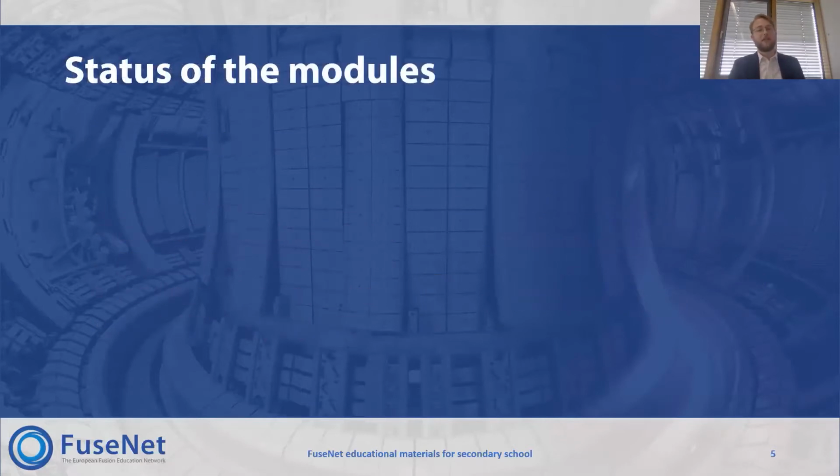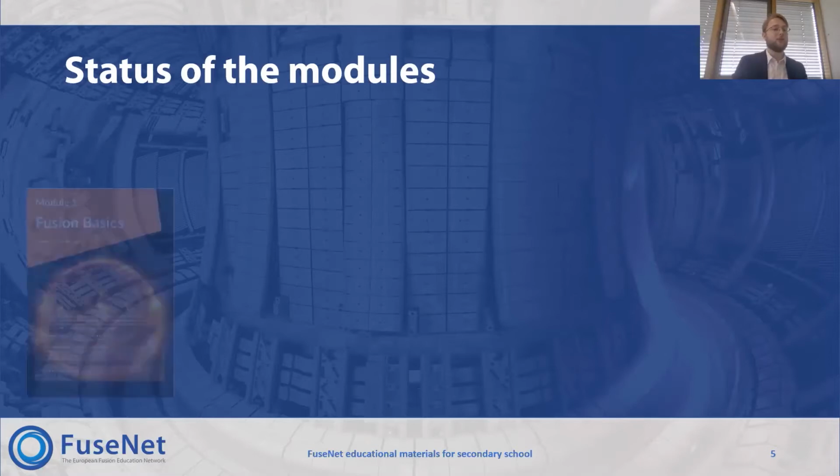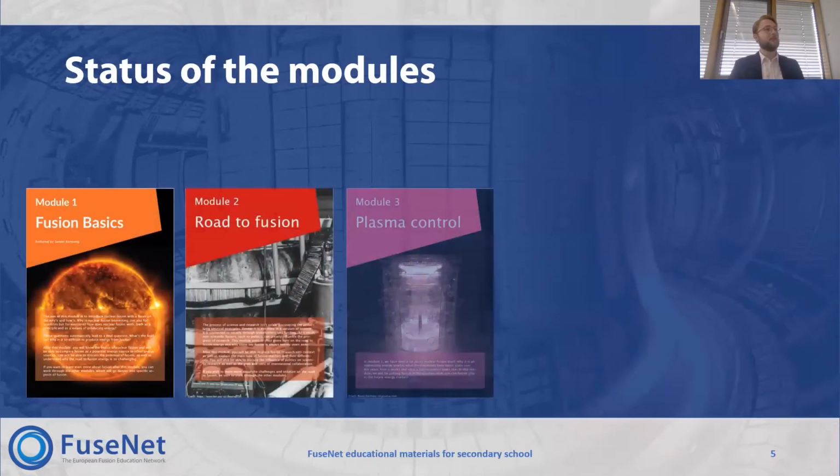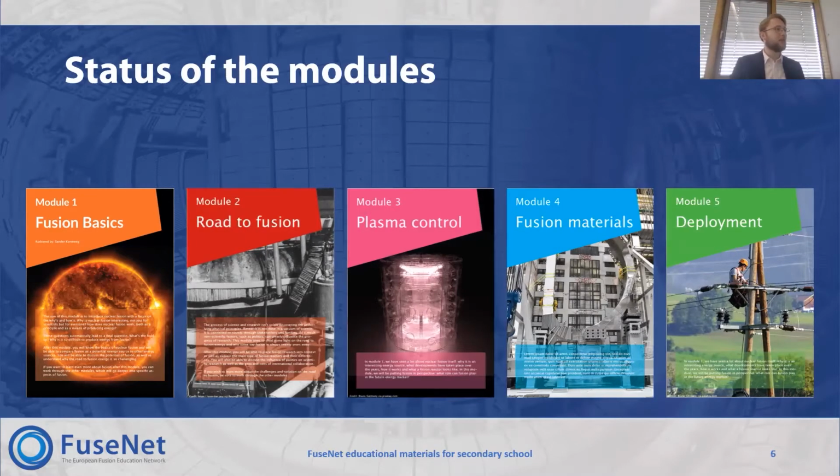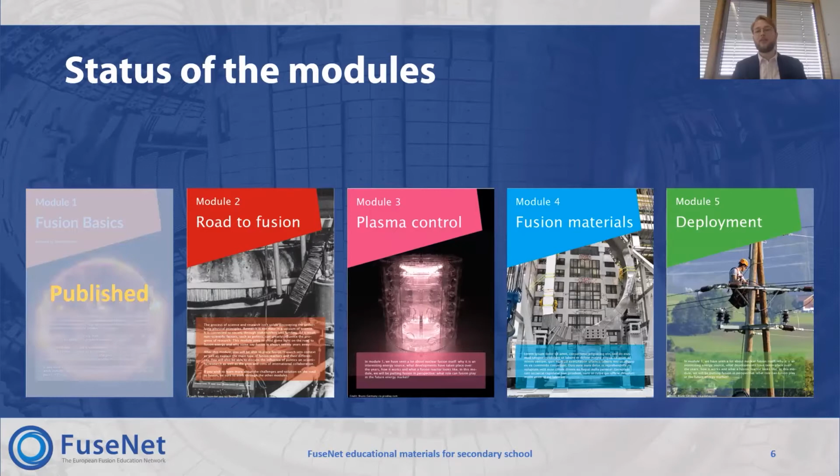Last year we also had a presentation about these classroom materials and how we were developing them. So this is also to give you a bit of an update on the status of the modules. As you can see, we have 5 front ends of the modules. These are the fronts of the student readers of each module. And the first module, Fusion Basics, is published. It can be found online. We've recently, this week, put it online after the final review. So this one is now available on the FuseNet website, which we'll get back to later on.